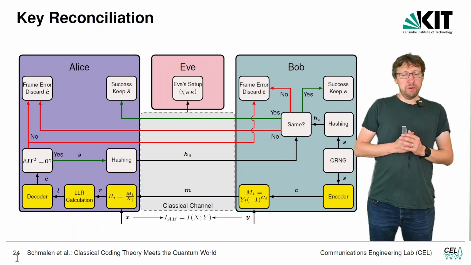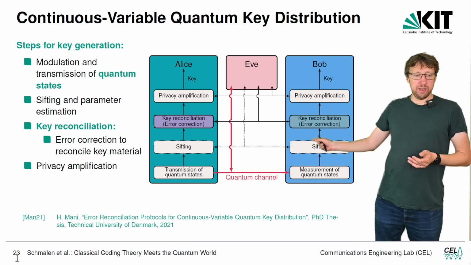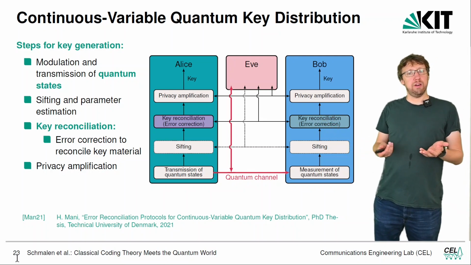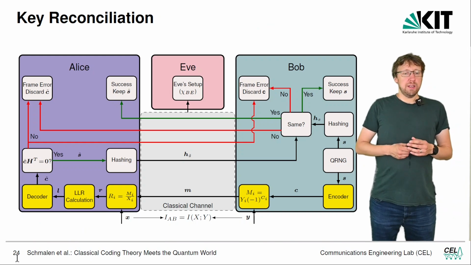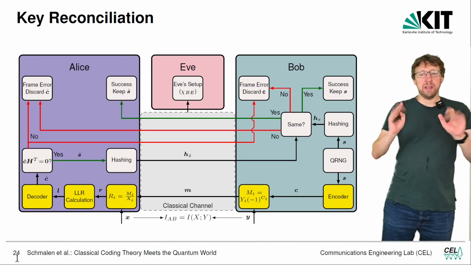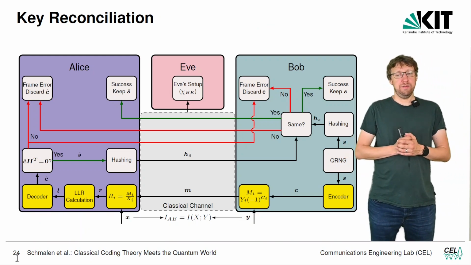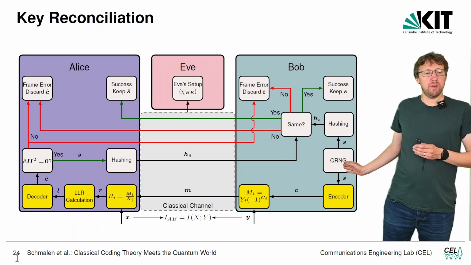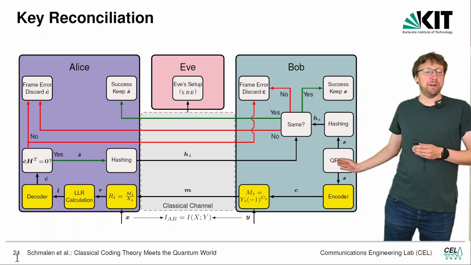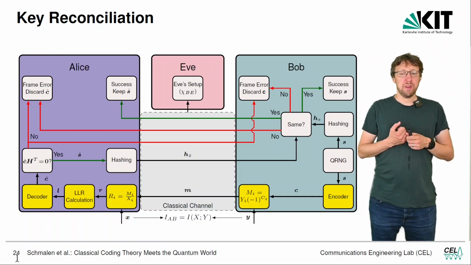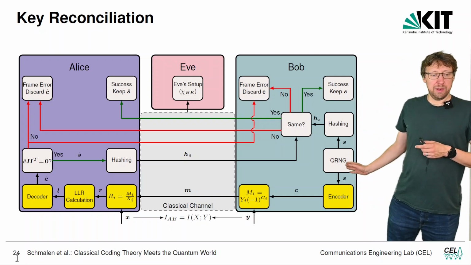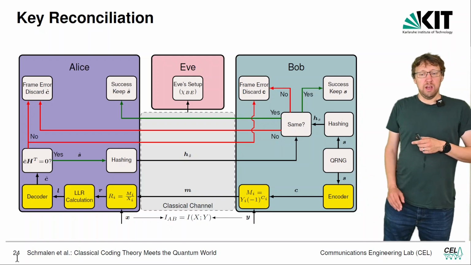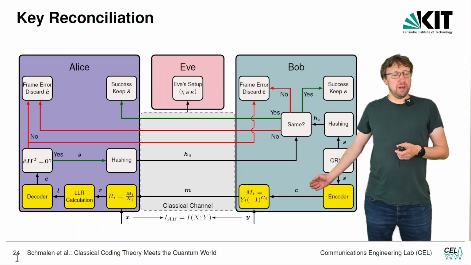So how does this key reconciliation, we're now jumping into this key reconciliation block, how does that work in detail? And how do we use error correcting codes? So here is the key reconciliation. It looks very complicated, but it's essentially very easy. The first thing you start with is with a random number generator. We have this quantum random number generator that produces true random numbers. We take these random numbers and we encode them by an error correcting code. Now we have a code word of our error correcting code, C.